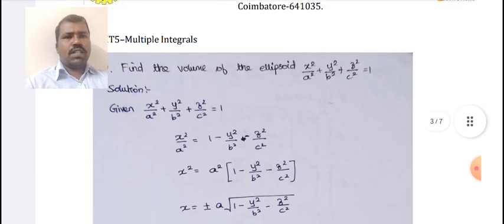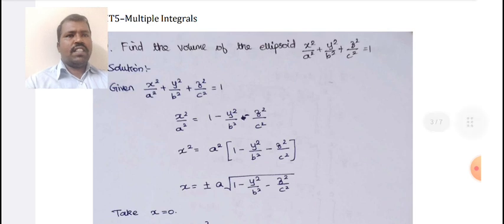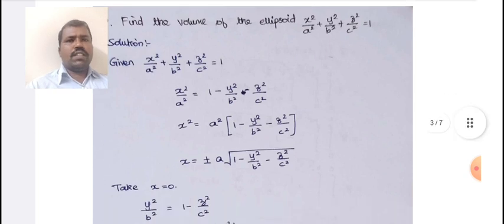Next problem is find the volume of the ellipsoid x square by a square plus y square by b square plus z square by c square equal to 1. The solution: given x square by a square plus y square by b square plus z square by c square equal to 1. X square by a square equal to 1 minus y square by b square minus z square by c square. X square equal to a square into 1 minus y square by b square minus z square by c square. Therefore, x equal to plus or minus a into root of 1 minus y square by b square minus z square by c square.